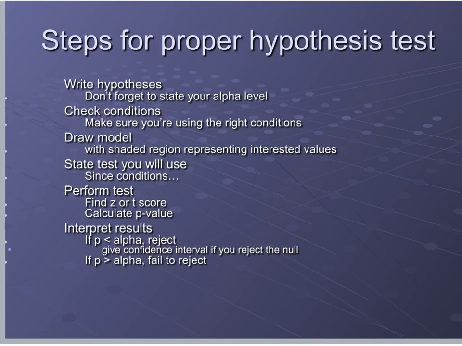And then you go through the same steps for all of them. Write your hypotheses, check your conditions. Sometimes it helps to draw the model, state which test you're using since conditions are met, and say I will use this test. Perform your test by finding your Z or T score, calculating your p-value, and then you interpret your results.